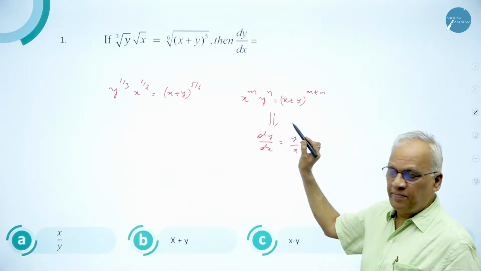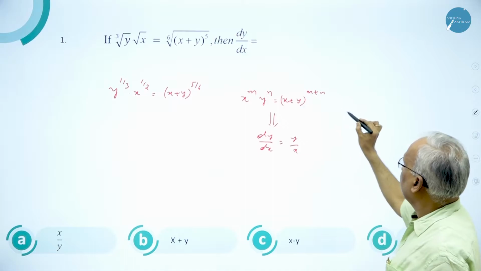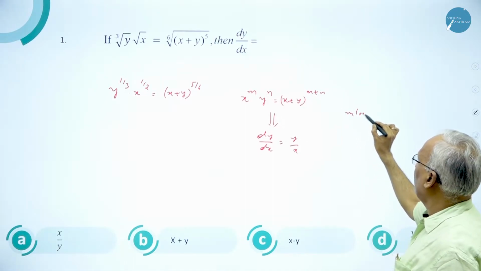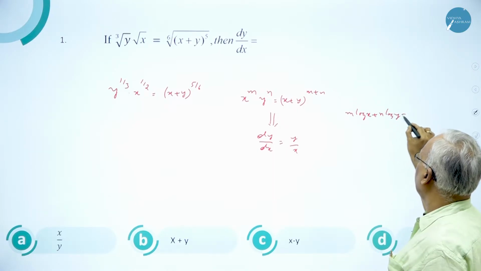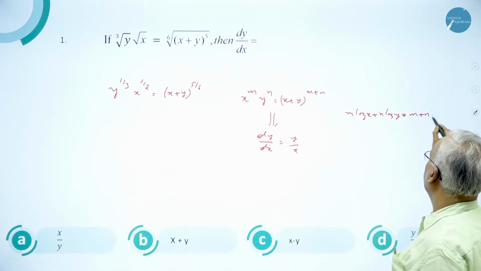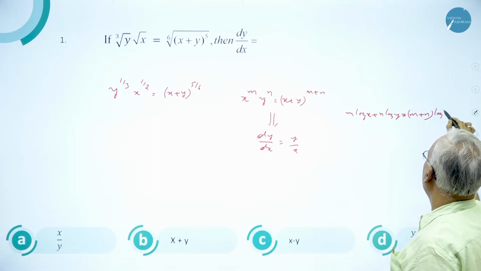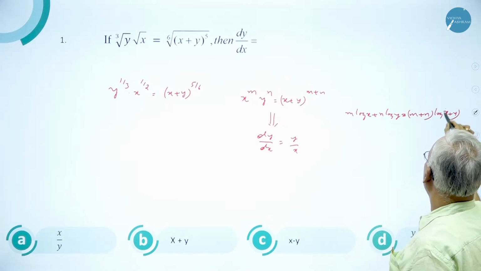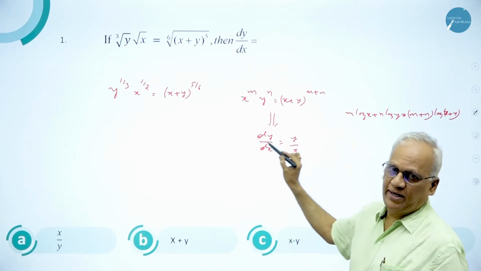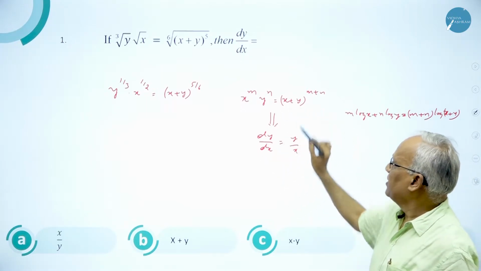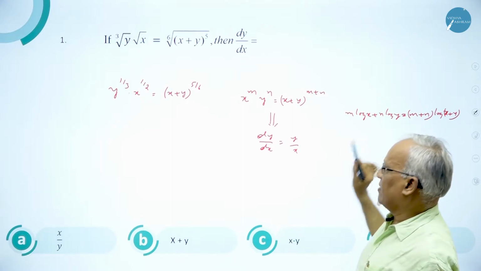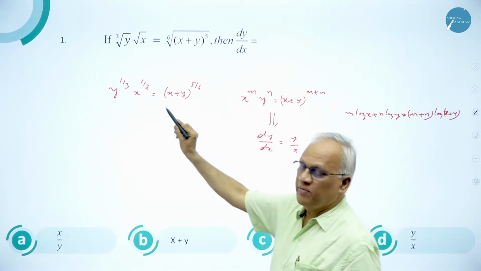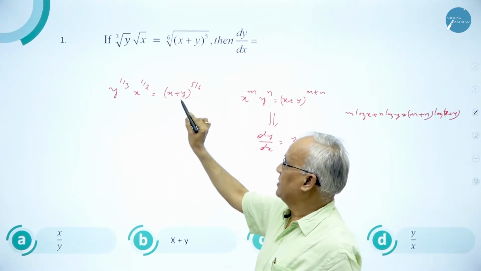This can be proved. How? Take logarithm, you get m into log x plus n into log y is equal to (m plus n) into logarithm of (x plus y). Now if you differentiate and simplify, you get dy by dx equal to y by x. Directly if you differentiate, you don't get it in this form. So this can be proved easily by taking logarithm. So this problem requires just 5 seconds now.